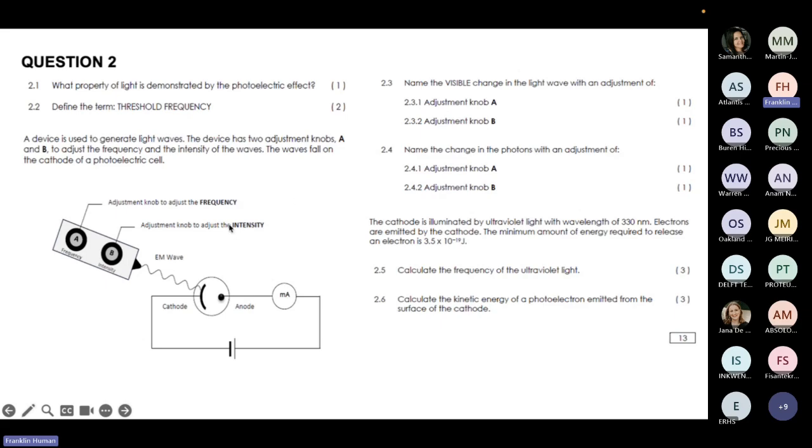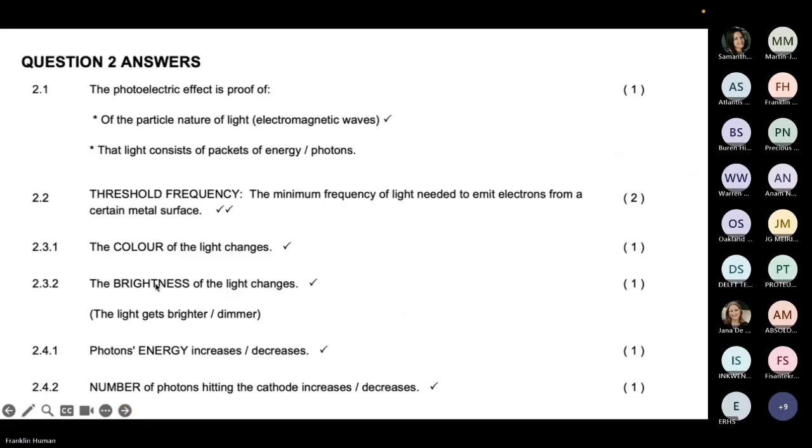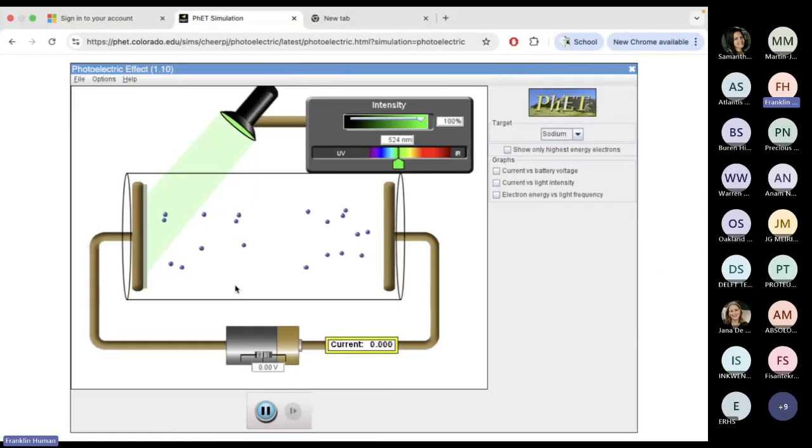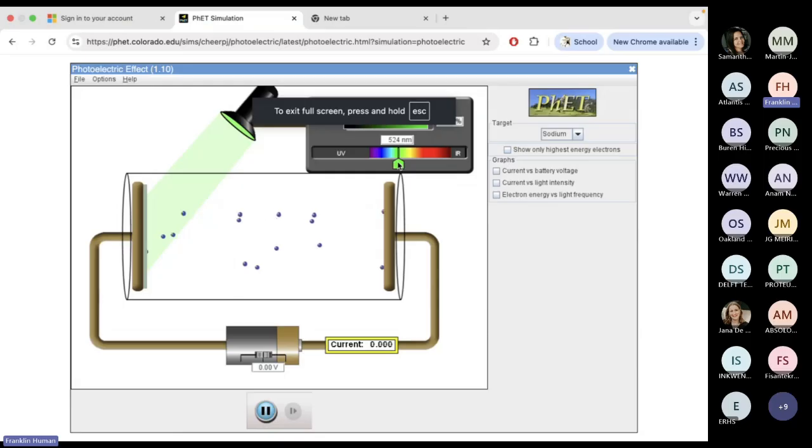Name the visible change in the light wave with an adjustment of adjustment knob B. So adjustment knob B is the intensity one. And what did we see when we did the simulation? The brightness of the light changes. Bear with me, colleagues and learners, I just want to show you what we're talking about. So on this simulation, remember, we're not changing the frequency. Well, we're not directly changing the frequency.